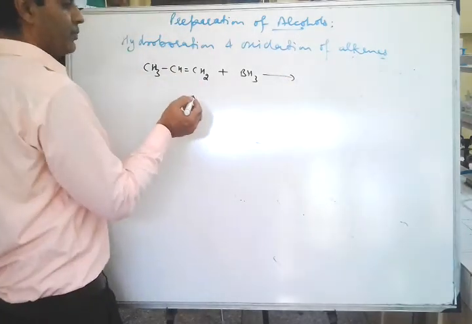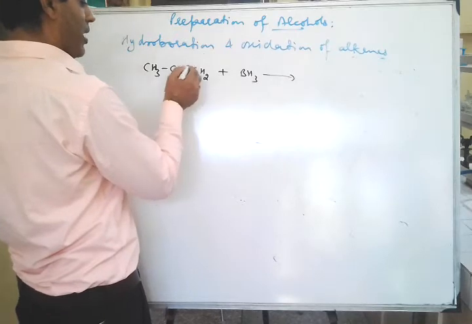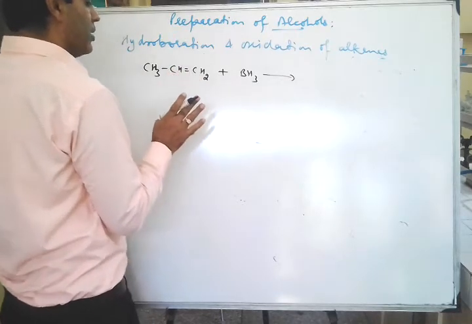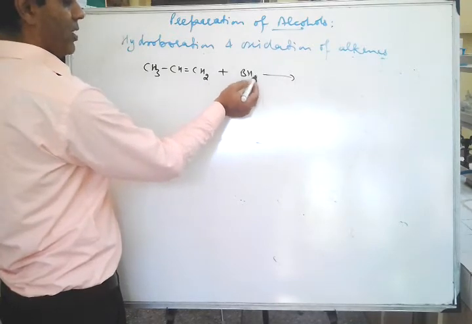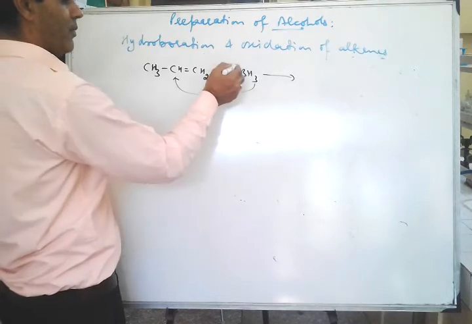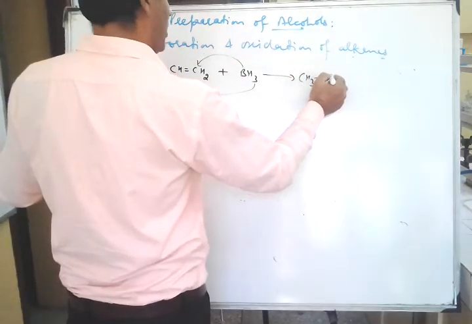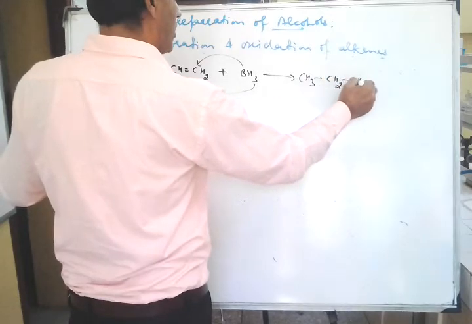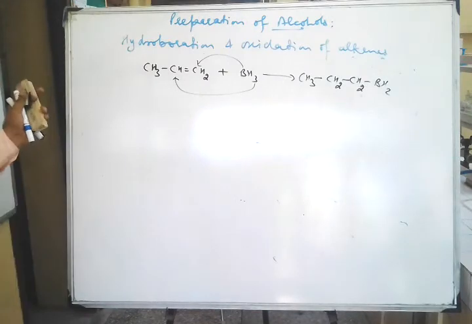So what will happen? The H and B will get added to double bonded carbon atom, right? So how will you do this? Now H of this molecule, add it here, that is on this carbon atom, and boron on this carbon atom. So you will get CH3, CH2, CH2, and BH2 here, right?